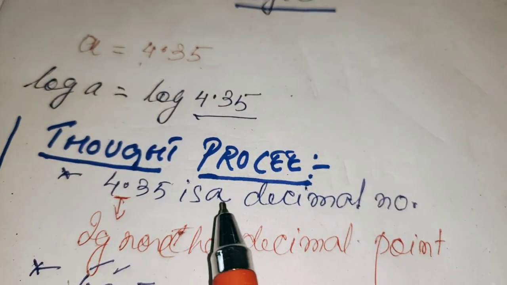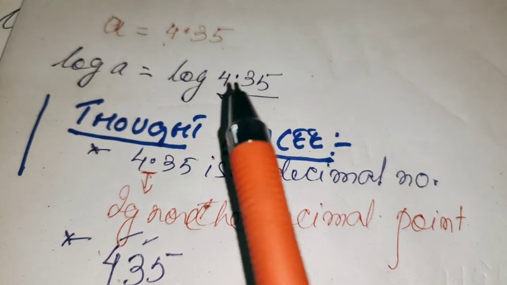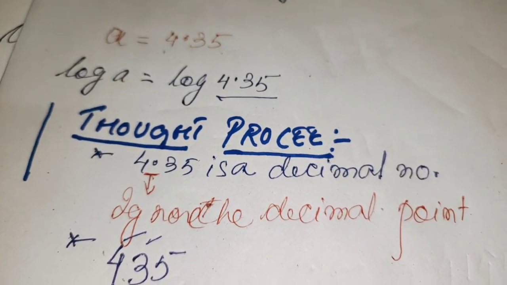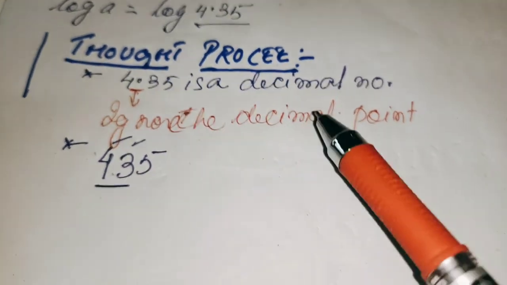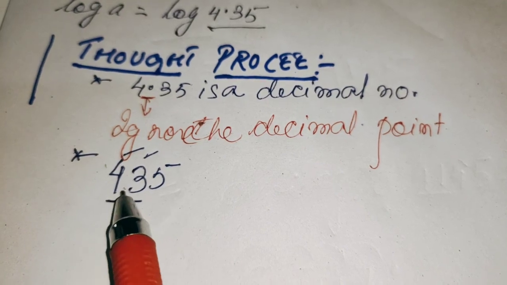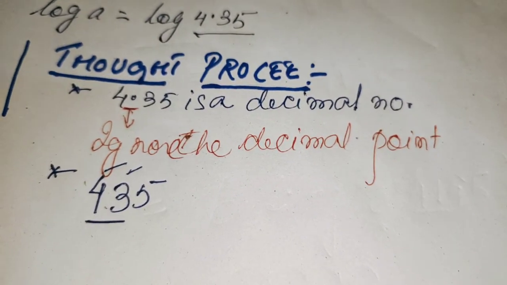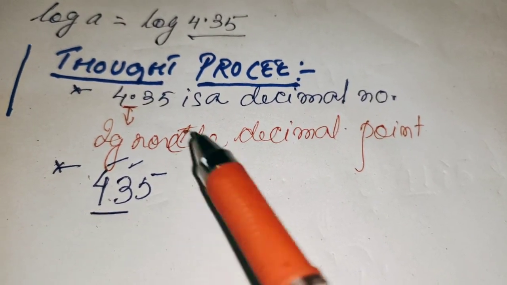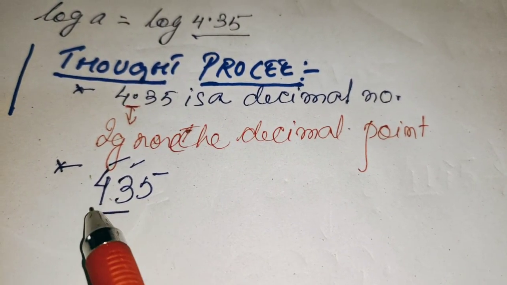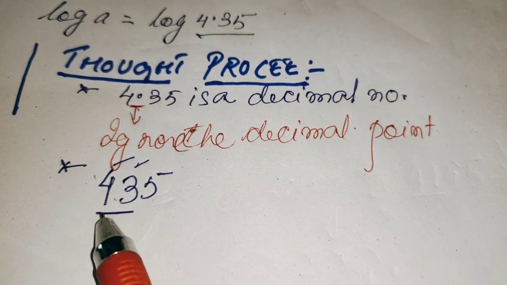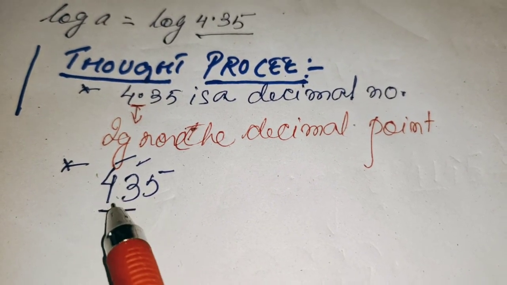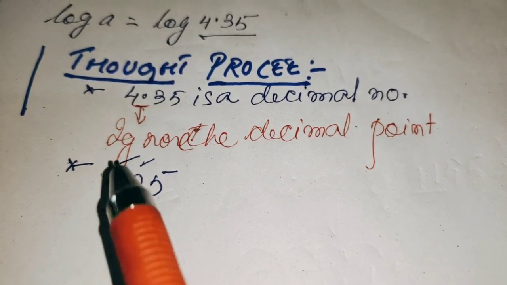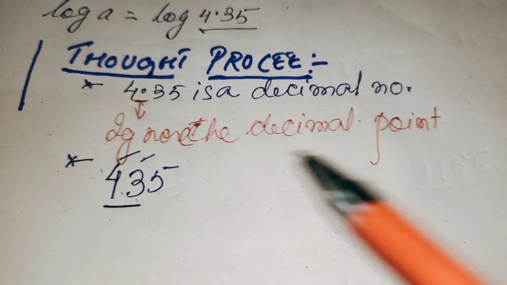since 4.35 is a decimal number, in this case, or the cases where you will get a decimal point, ignore the decimal point. Then ignoring the decimal point, we will get a number like this, 435. Now, as per the rules of logarithm for calculating the value of a given number, we have to choose the first two values. The first two values here are 43. So we have to check the value of 43 from the log table.